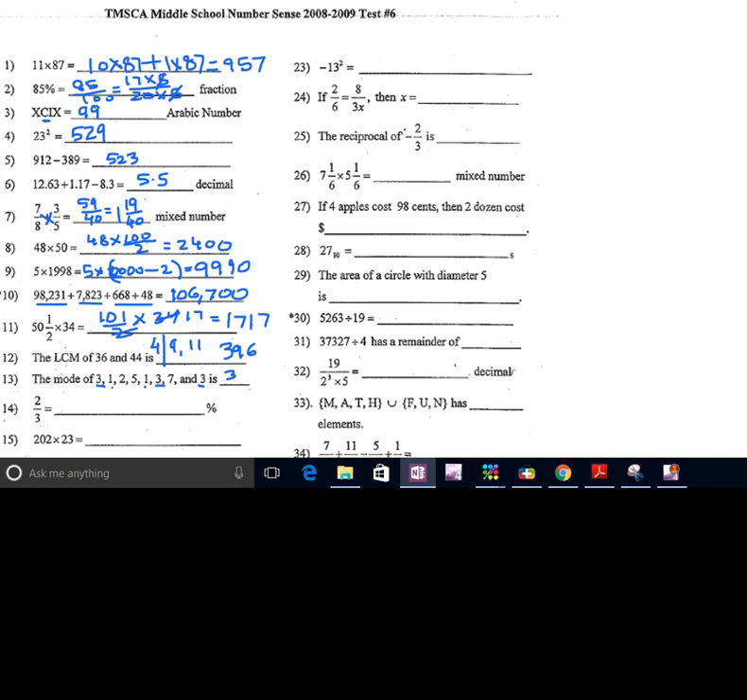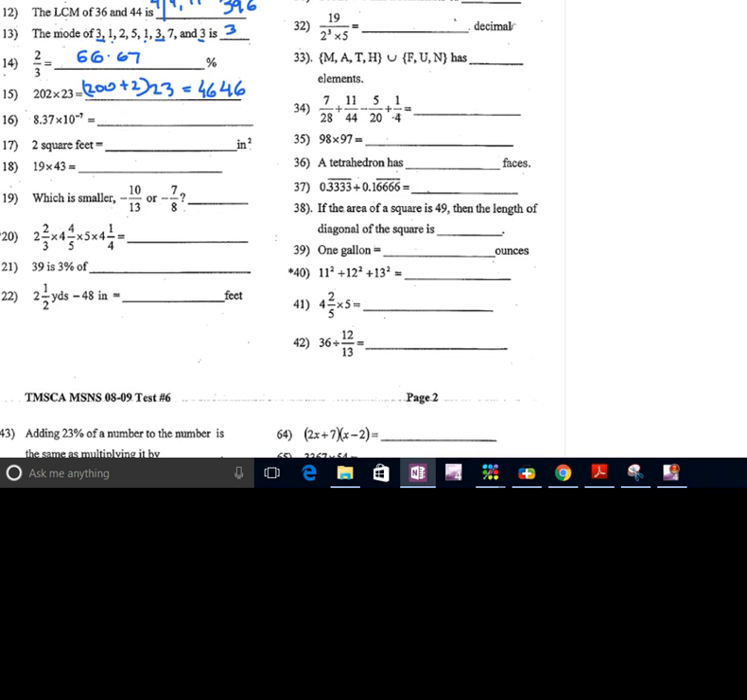2 by 3 expressed as percentage. This you should know. This is 66.67%. What is 202 times 23? Again, think of this as 200 plus 2 multiplied by 23, right? So 23 times 200 is 4600, and 23 times 2 is 46. So the answer is 4646.